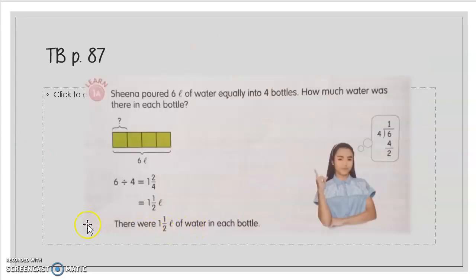Okay, now how about this? Sheena poured 6 liters of water equally into 4 bottles. How much water was there in each bottle? So it means you have 6 liters, and you have to pour it equally into 4 bottles. So it means 6 divided by 4, right? This one has 4 units, but the total is 6 liters. So of course this will be 6 divided by 4, right? Why does this become 1 2 over 4?